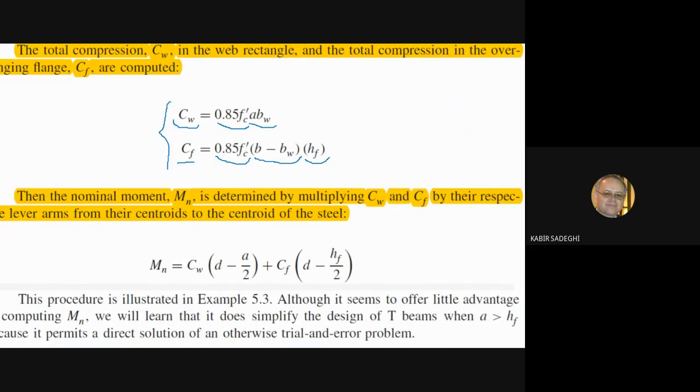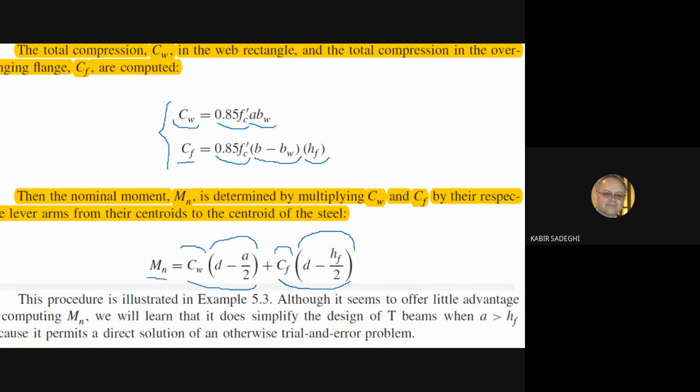And you remember that MN was the summation of MN1 plus MN2, or MNW plus MNF. And MNW was T, or here you can say C, times Z. Z was D minus A over 2. And MNF was CF times ZF, which was D minus HF over 2.